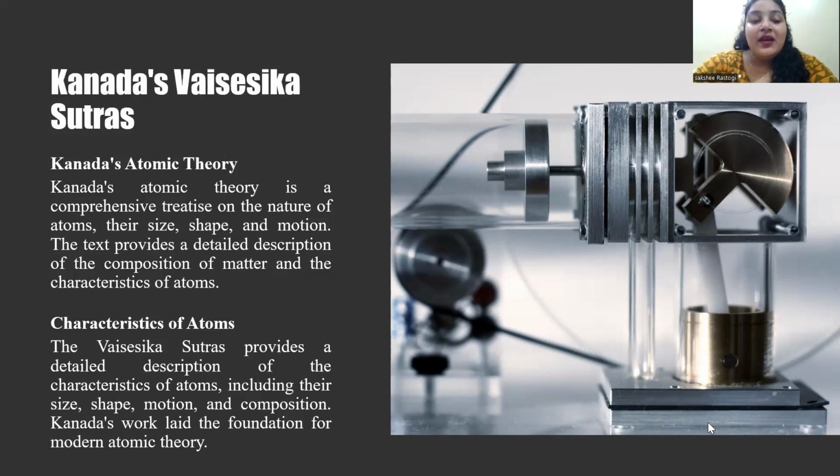So, what do you mean by Kanada's atomic theory? Kanada's atomic theory states that all matter is made up of tiny, indivisible and indestructible particles called atoms, or anu. Atoms combine in various ways to form objects and substances. The properties of an object or substance are determined by the type and number of atoms it is made up of, as well as the arrangement of these atoms.